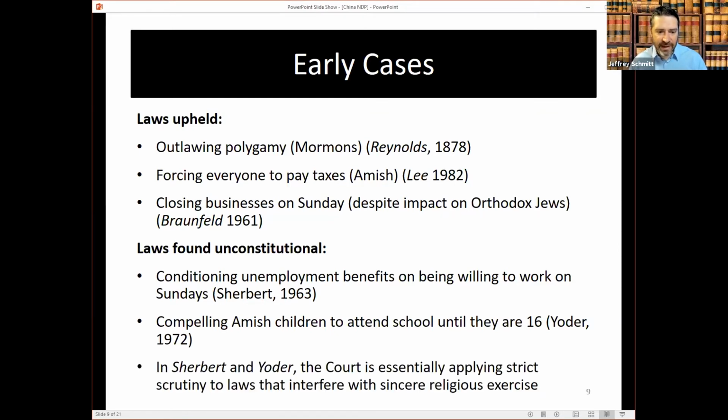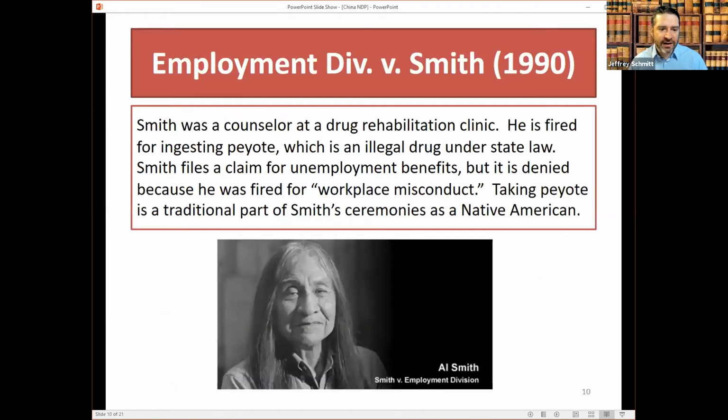So the court's kind of going back and forth, and that brings us to Smith. Smith is the modern case. This is our bedrock case that establishes the basic rule for the free exercise clause. In the course, we would look at a bunch of other cases after Smith that apply this rule to different situations, but this is our basic case. If you understand Smith, you could get points on any essay having to do with free exercise.